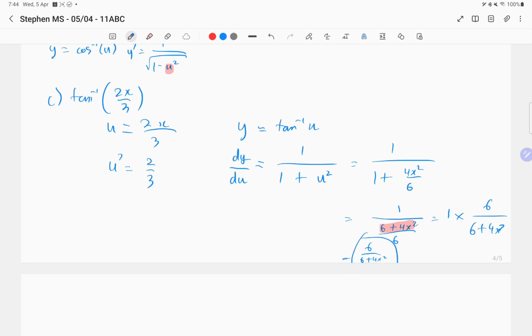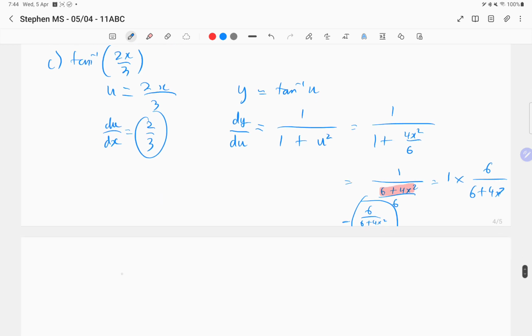So that's dy over du, and this is du over dx. It's best to write du over dx. Then dy over dx would be these two times together. So 9 times 2 on 3 is 6 on 9, which gives 6 over 9 plus 4x squared.